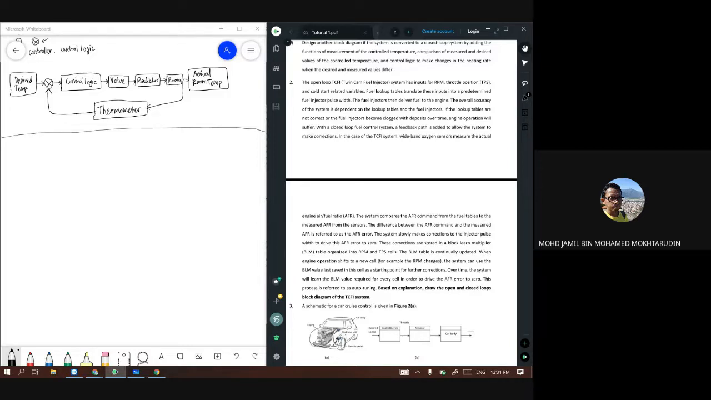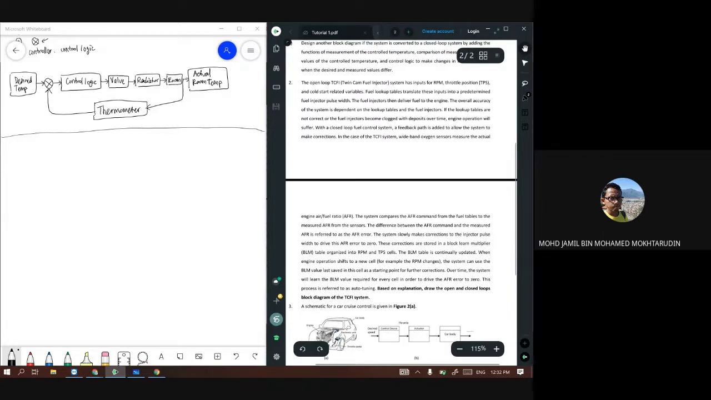Okay, and then based on the explanation, draw the open and closed loop block diagram. So we draw the open loop first. The open loop description is from the beginning until the word "suffer" here. As usual, we need to identify the components of the control system before we can draw the block diagram. First, we need to identify the input.